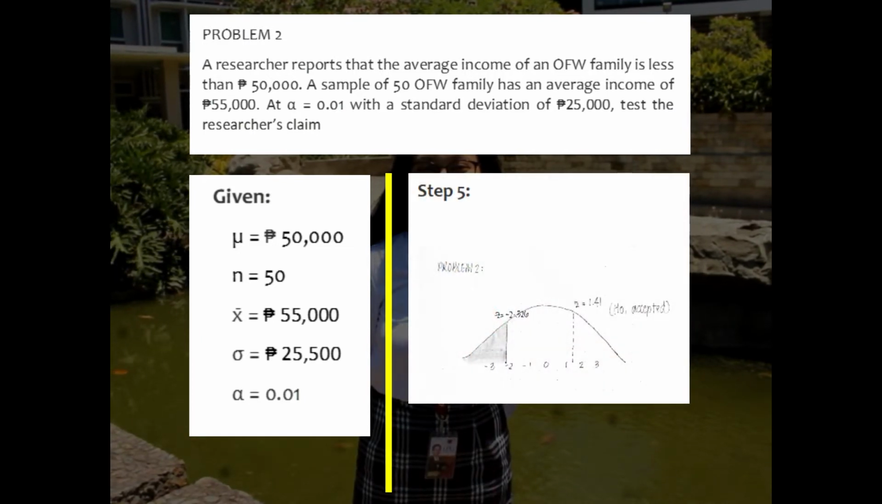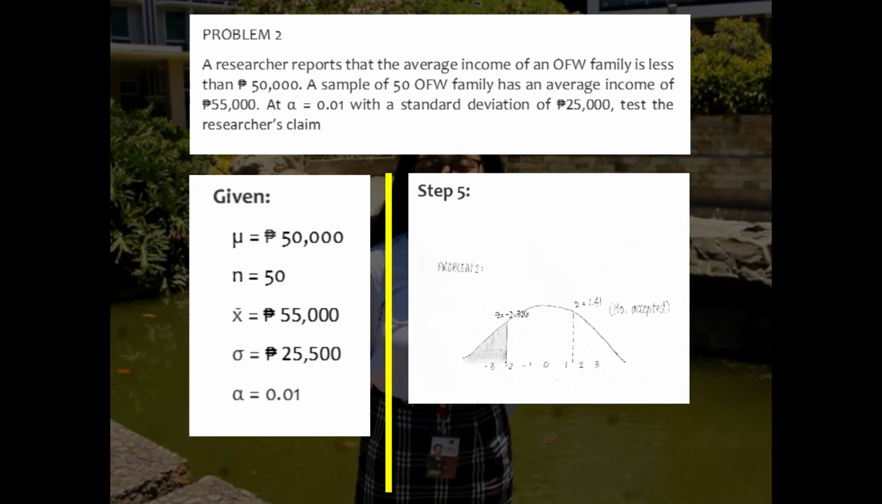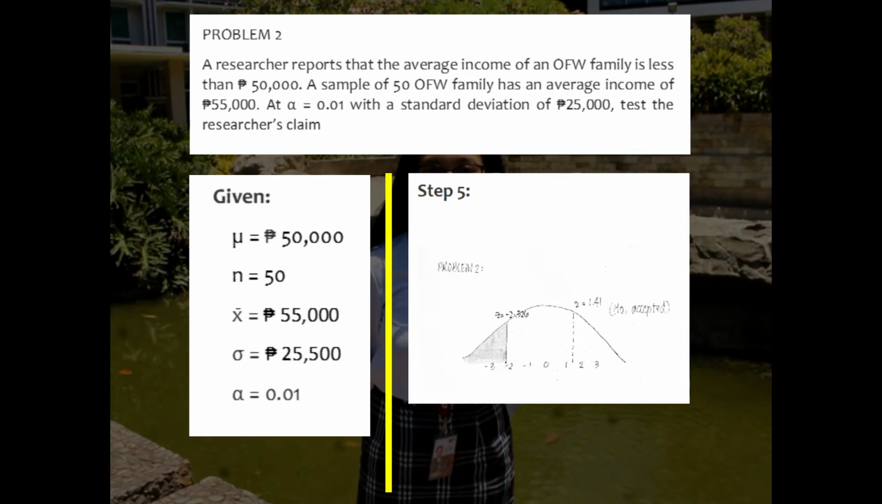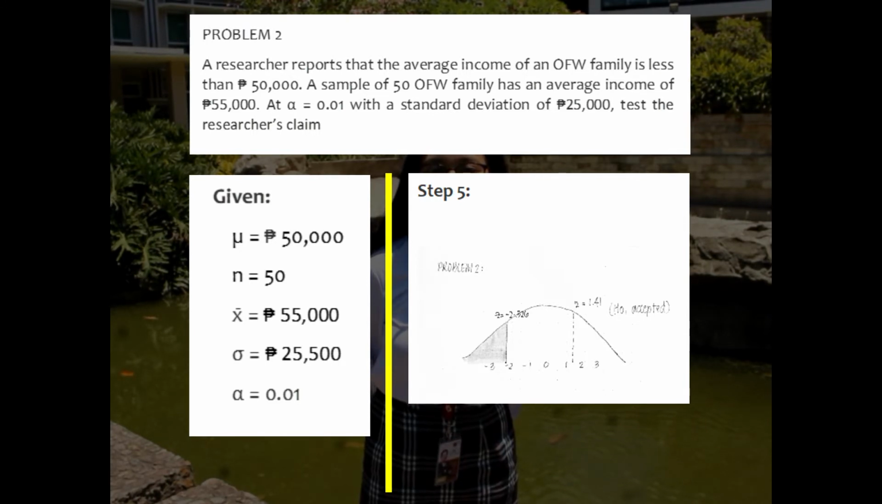Step 5. The normal curve. In our problem, the given is less than. The left side must be shaded. Look for the solved Z value. If within the shaded region, H0 must be rejected. If within the non-shaded region, H0 must be accepted. Since the Z value is within the non-rejection region, we accept the H0.